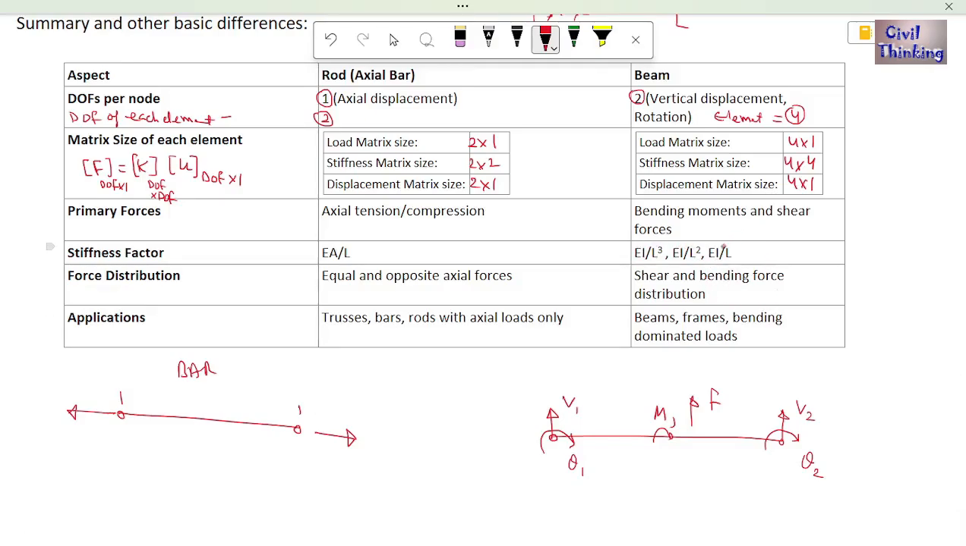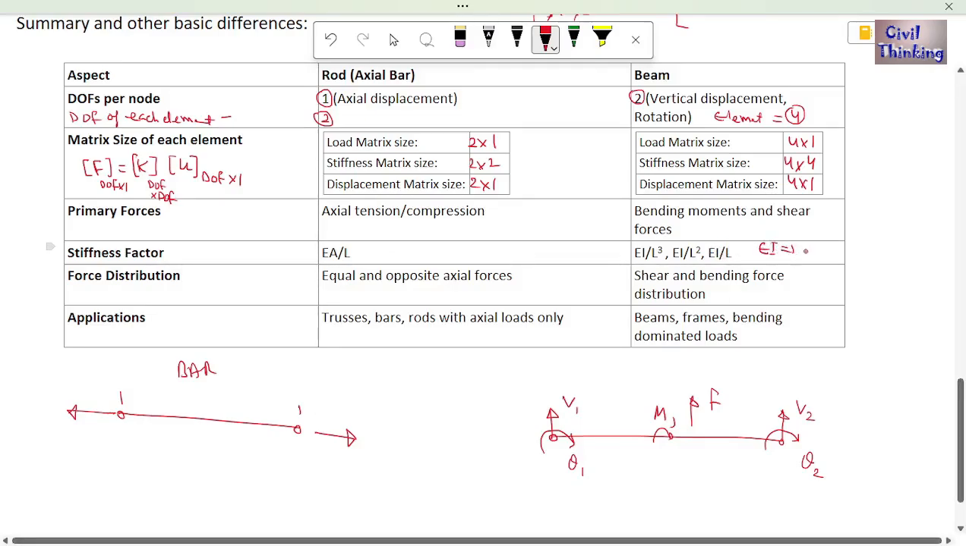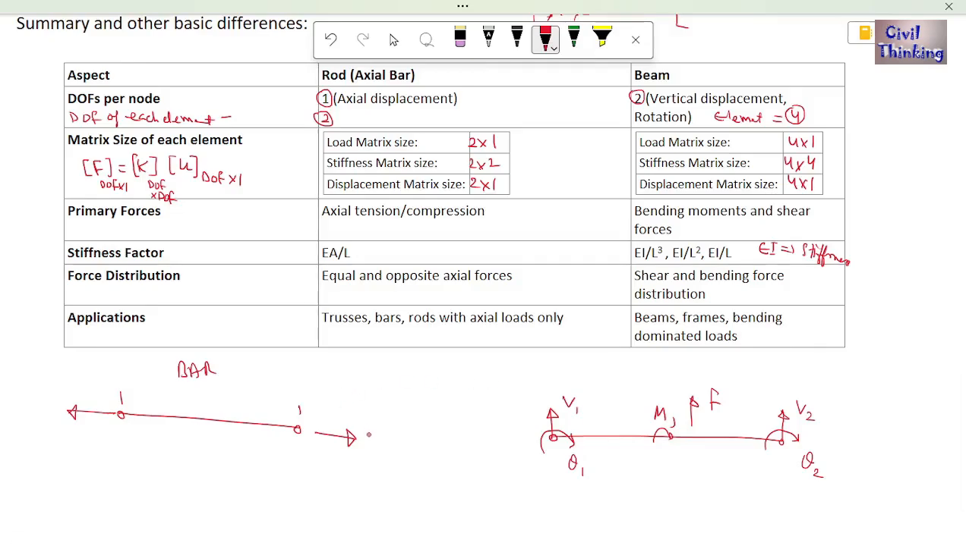Now what is E? E is the Young's modulus, I is the moment of inertia, and what is EI together? EI we call it as stiffness, right? Stiffness. Or we also call it as flexural rigidity.